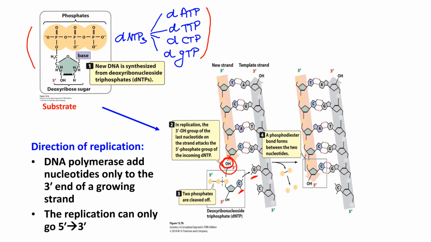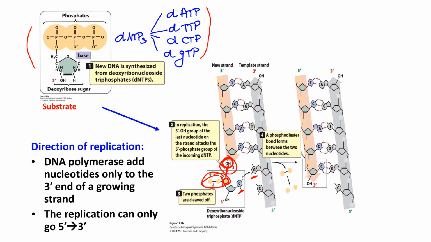Now this hydroxyl group attacks the phosphate group on the nucleoside triphosphate and cleaves 2 phosphates out, and the one remaining phosphate forms a phosphodiester bond here. So when this happens, the new nucleotide is added to the 3' end, and replication continues from 5' to 3'.